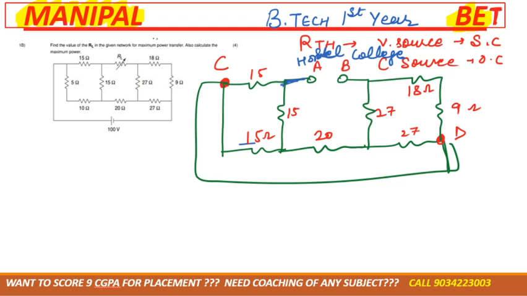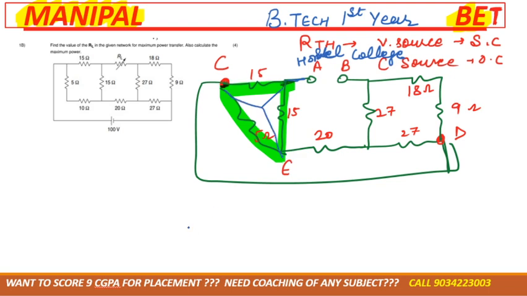Now as you can see, this is A, and it looks like a delta, yes or no? Let us consider A, C and D, so it looks like a delta. If I redraw this diagram like this, can we convert delta into star? Yes or no? Okay, so it looks like a star.